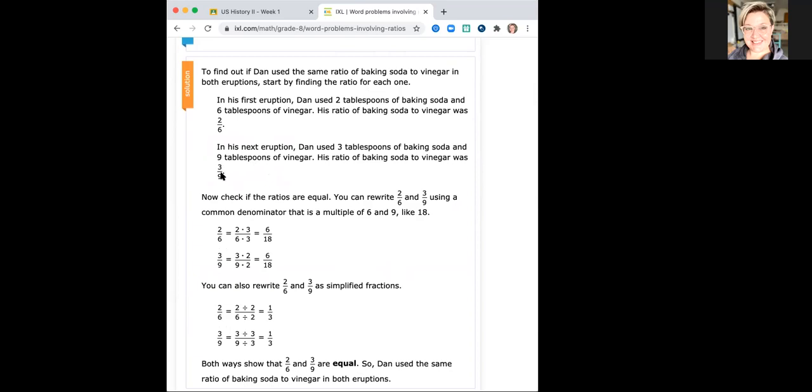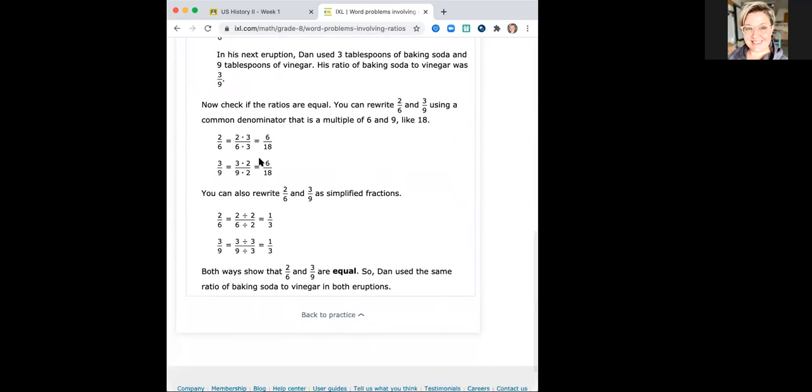Now we're going to do the math that we've done already. We've done the sleuthing part, we've read through it, and we've figured out the ratios, and now we're going to go ahead and do the math with it. So now we're going to check to see if they're equal. There's 2 ways to do it.